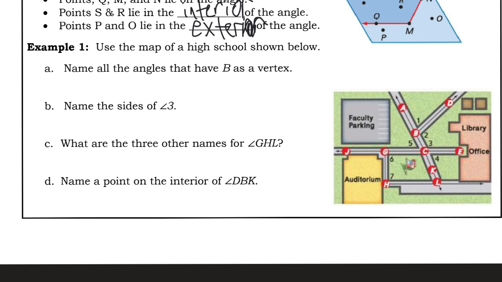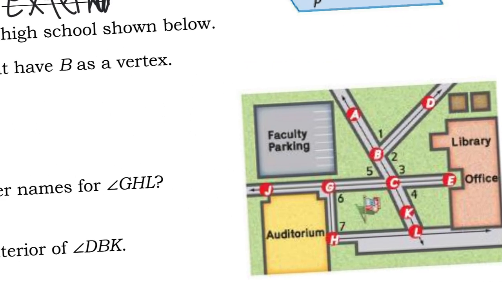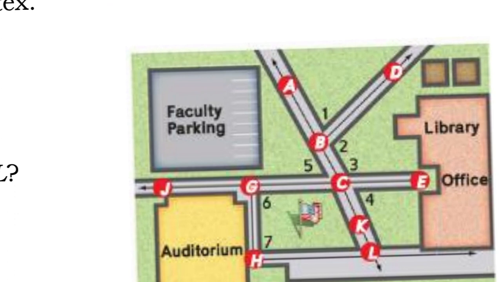So in section A, it says name all the angles that have B as a vertex. Okay, so what has B as a vertex? So we're just going to focus in on this right here. I could go like this, A, B, D. I could go D, B, C, or I could call it D, B, K, or D, B, L, because those are all collinear points right there.